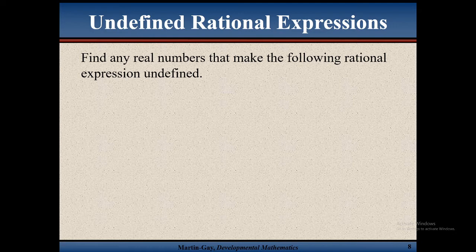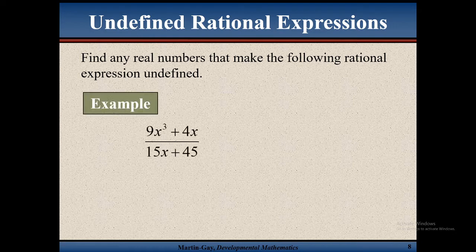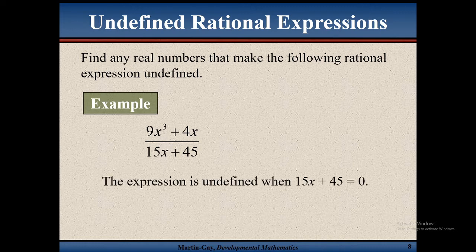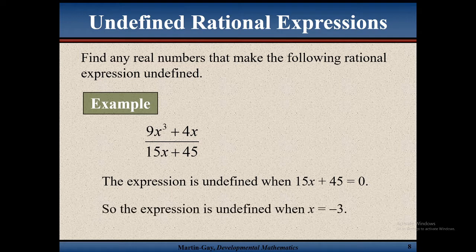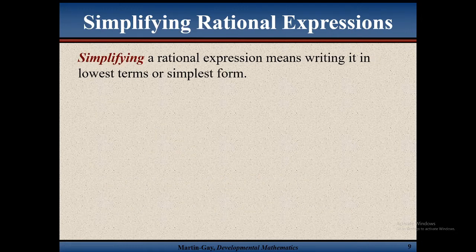Alright, so find any real numbers that make the following rational expression undefined. Example: 9x cubed plus 4x over 15x plus 45. This is undefined when 15x plus 45 is equal to 0. So the expression is undefined when x is equal to negative 3, because negative 3 times 15 is negative 45, plus 45 is 0, therefore making the expression undefined.